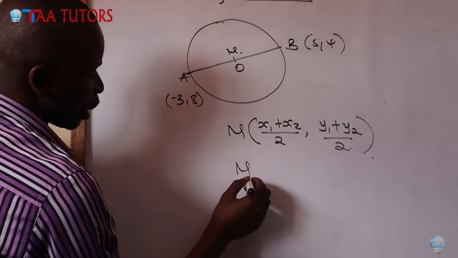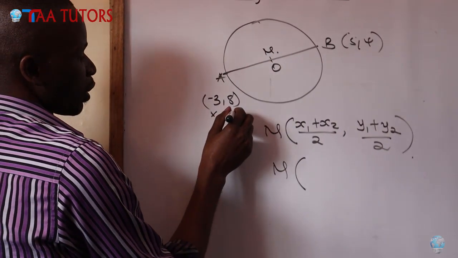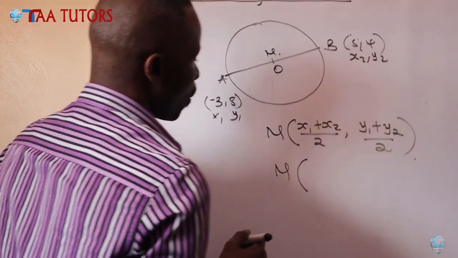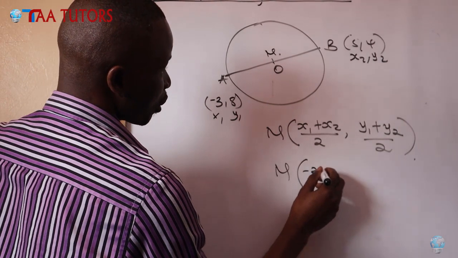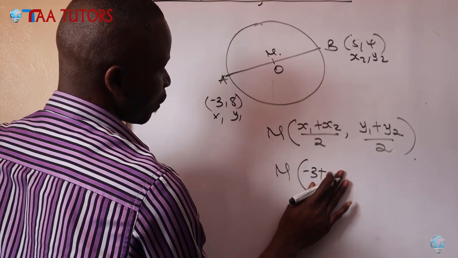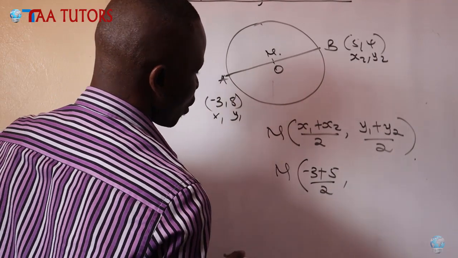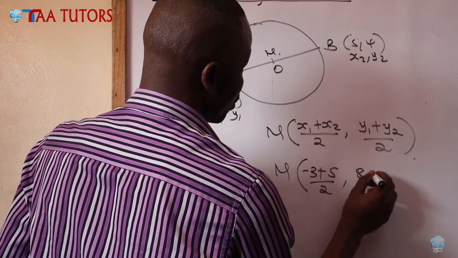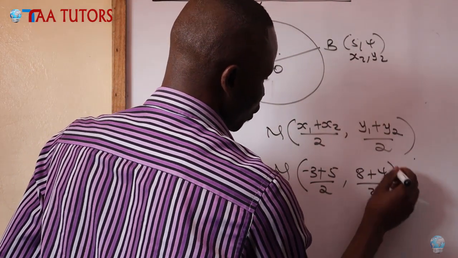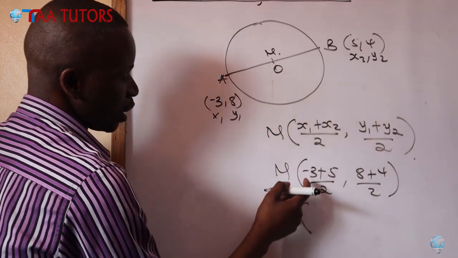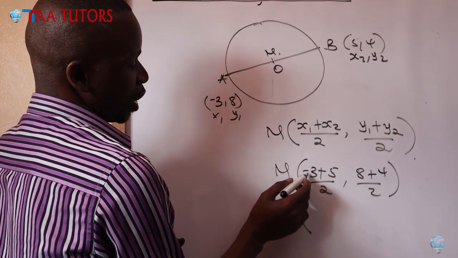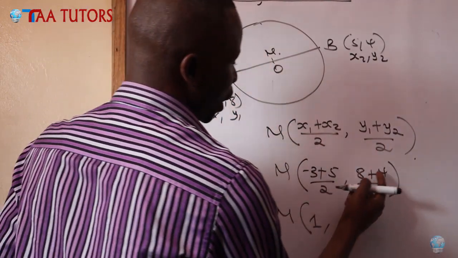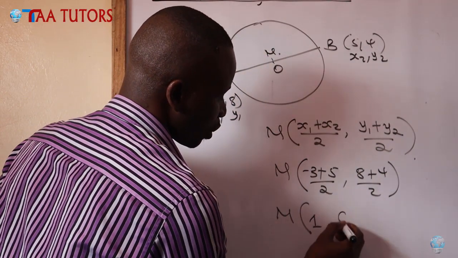Now the midpoint in this particular case here, if I assume that my x1 is here, y1 is here, this is x2, y2 are there, what I'm going to do is that x1 is -3, so plus that one, which is 5 over 2, comma, then y1 is 8, plus y2 is 4 over 2. This one M here will be, and in this case, -3 plus 5 is 2. 2 divided by 2 is 1, comma, 8 plus 4 is 12. 12 divided by 2 is 6.